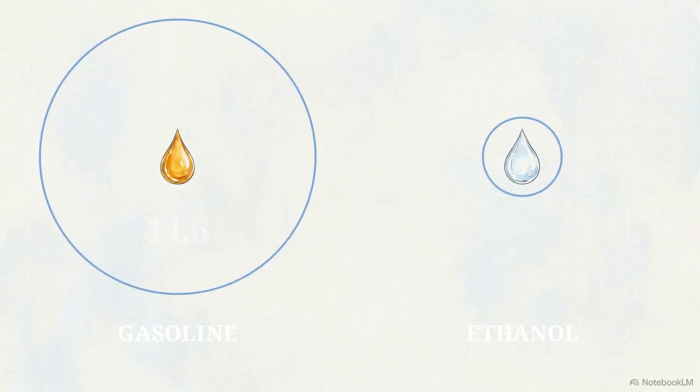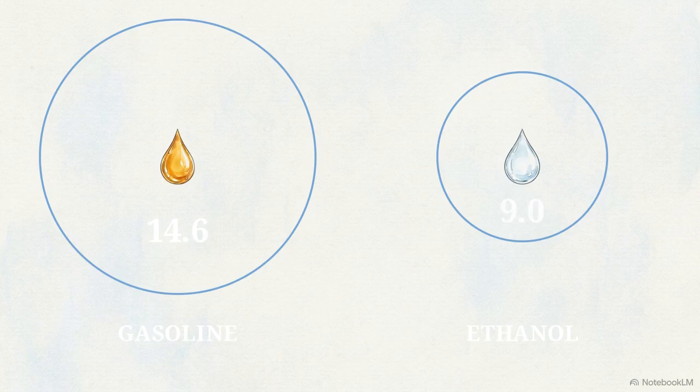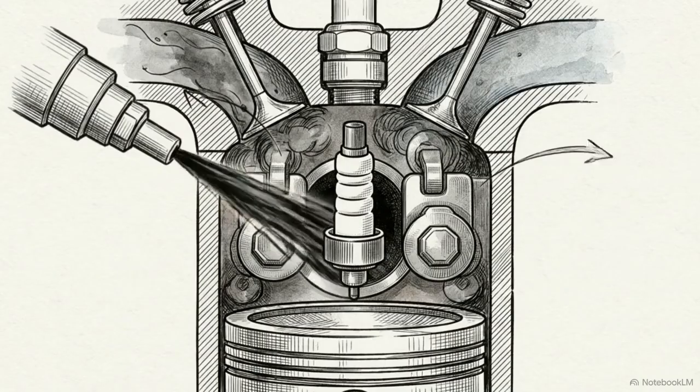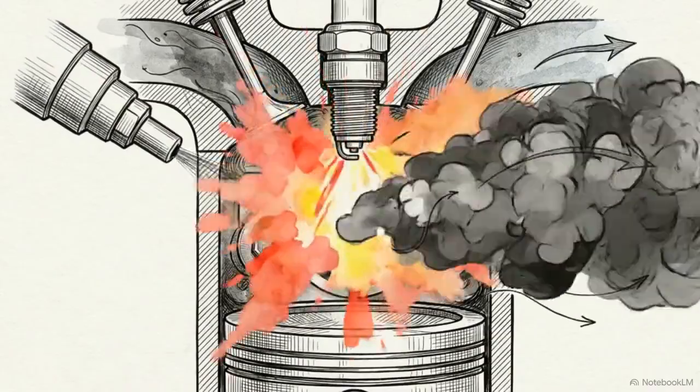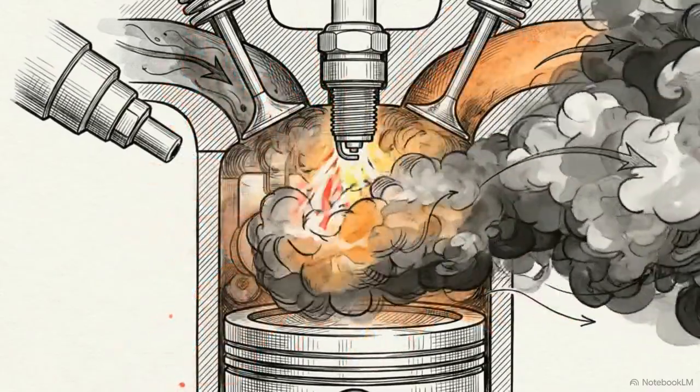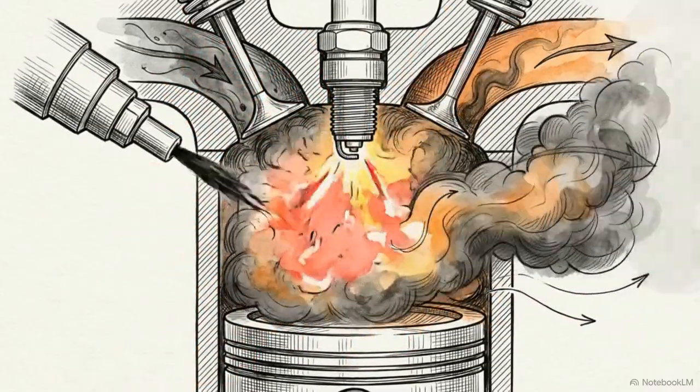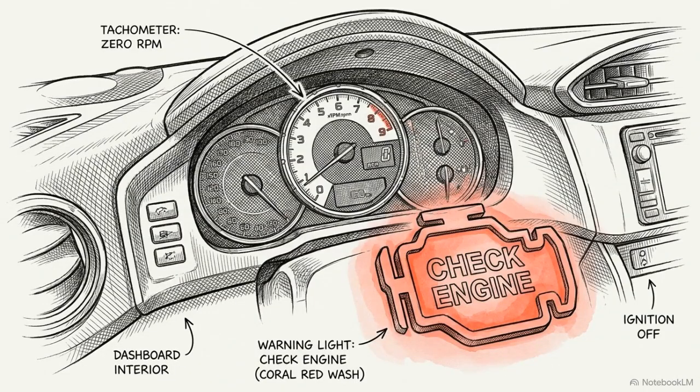Gasoline has a stoichiometric ratio of 14.6, meaning it needs 14.6 parts of air for every part of fuel. Ethanol's ratio is much lower, at just 9.0. If a vehicle engine calculates the air intake for gasoline, but the fuel injectors spray ethanol, the ratio is incorrect for the chemistry. The engine will choke, misfire, or stall out.